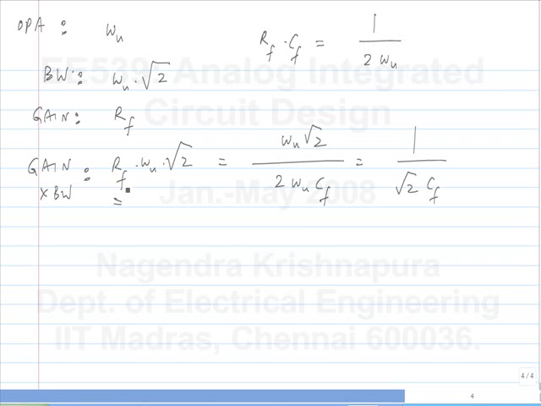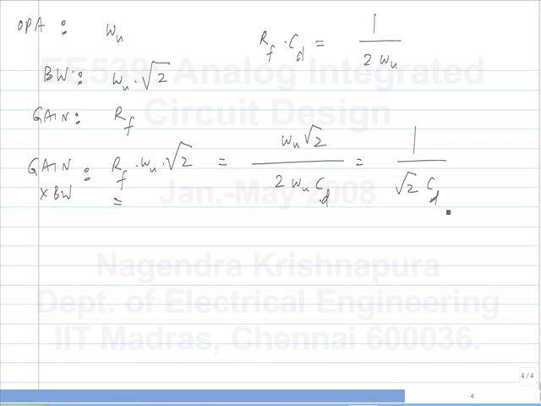Sorry, not CD, CF. What I mean here is the capacitance of the diode. Okay. So this is what we get. So basically, given a diode, you can only get so much bandwidth, so much gain times bandwidth.